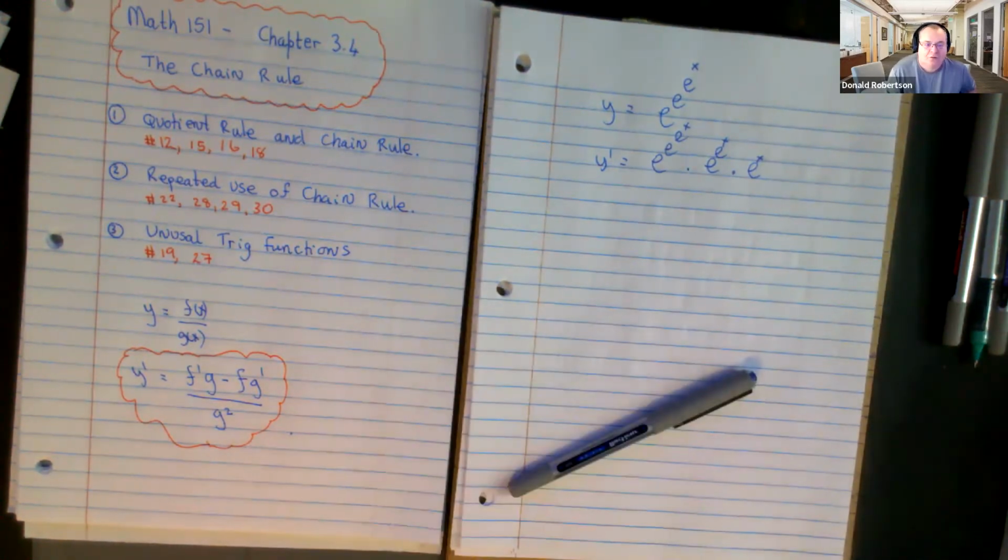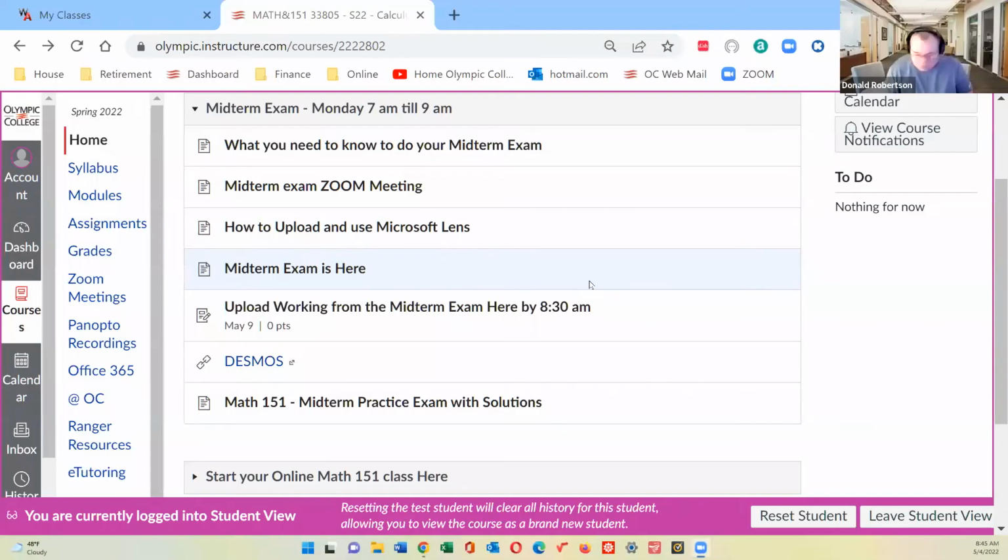Right. While I'm doing the next little thing, why don't you put your name down, and I want to show you what we have on Canvas and talk a little bit for the last 5 minutes about your midterm. So 7 till 9. What do you need to know? I'll click on that one in a few moments.